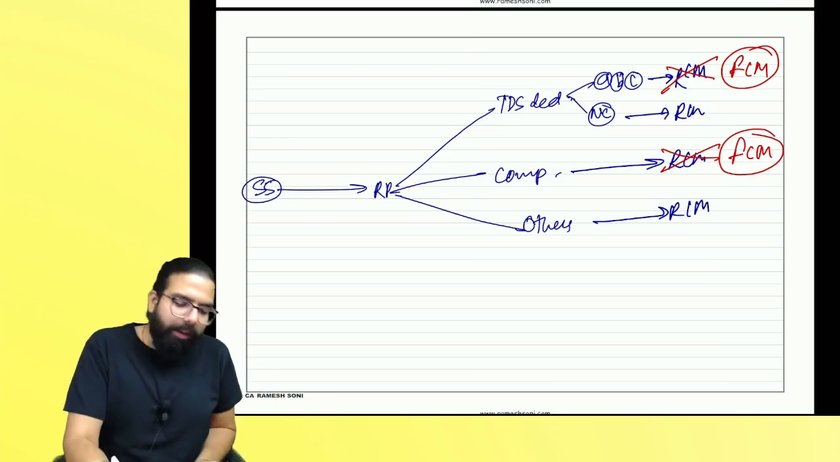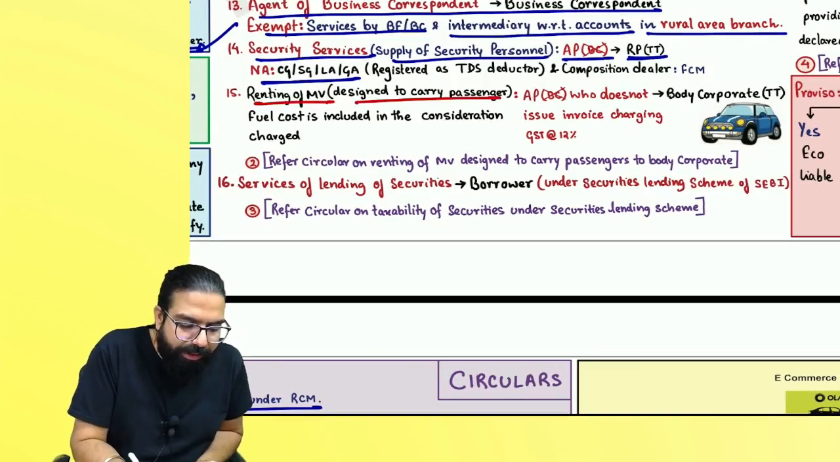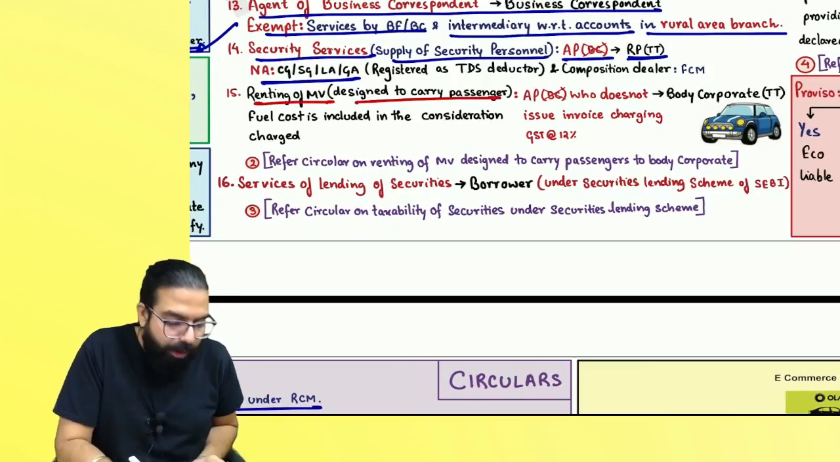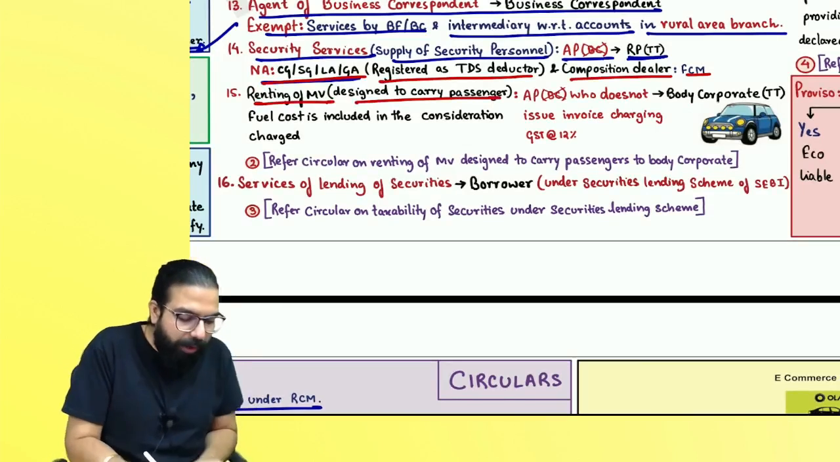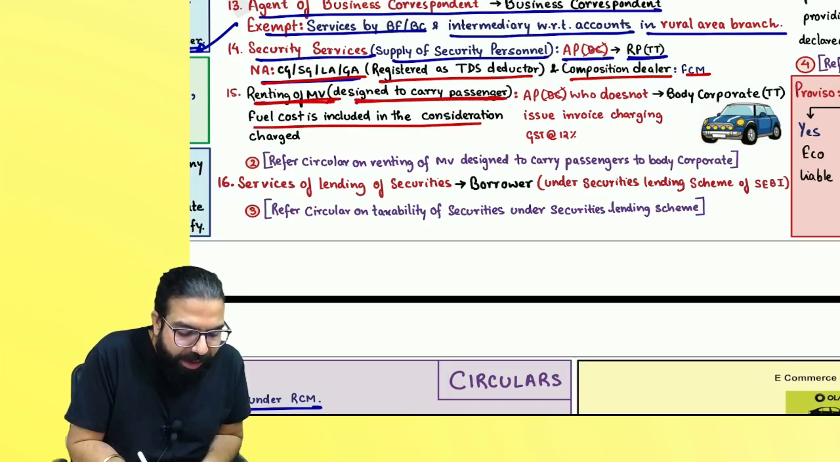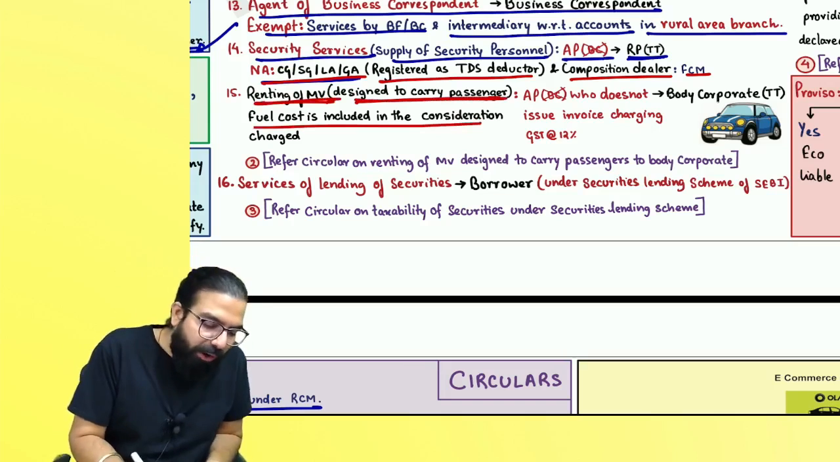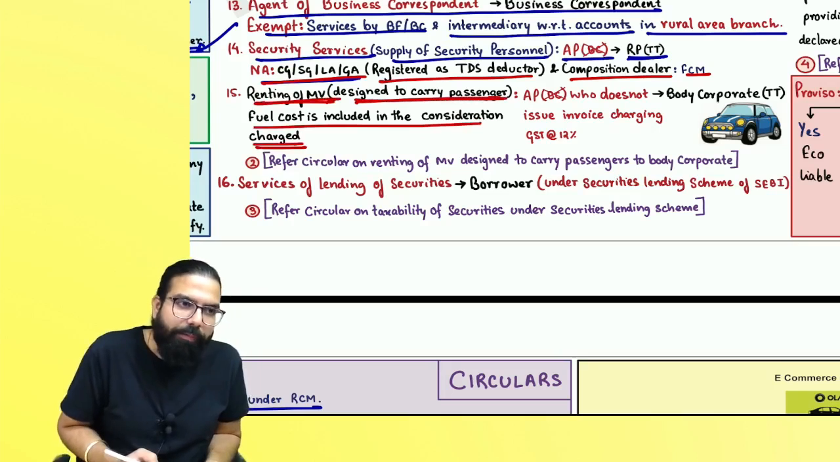There is no exemption. The next one over here is renting a motor vehicle designed to carry passengers. See over here, not applicable when the registered person is a TDS deductor or composition dealer. The next one over here is renting a motor vehicle which is designed to carry passengers, where fuel cost is included in the consideration charged.